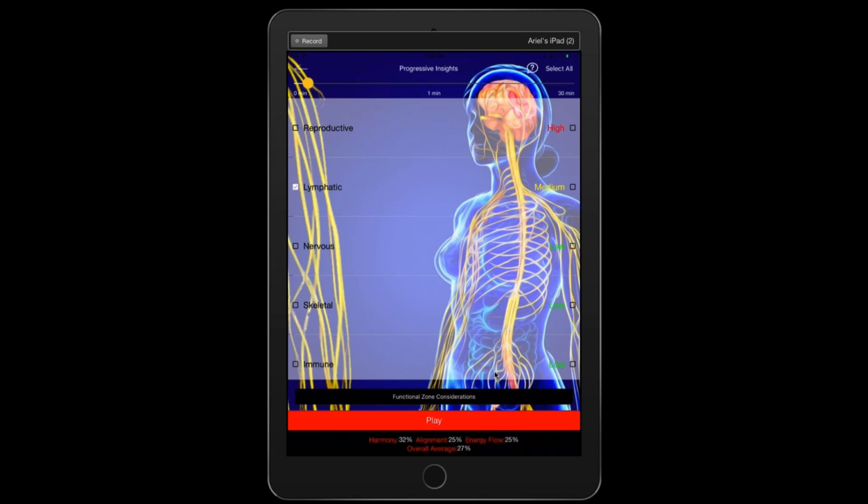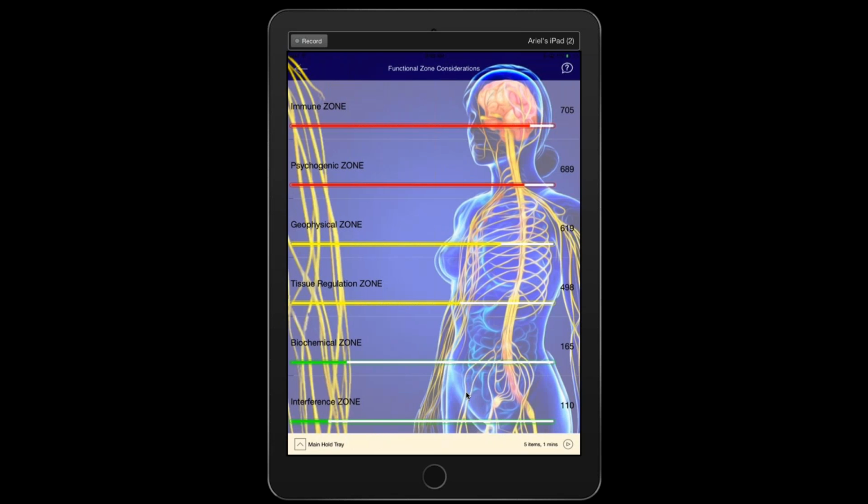lymphatic, we want to know what's the cause of the lymphatic imbalance. Let's do that. We tap now on the box itself, we check the box, and we go to functional zone considerations. I have a blog post on functional zone considerations, which I will include in my follow-up email to today's call. So be sure to open that email and read about the functional zones in that blog post.